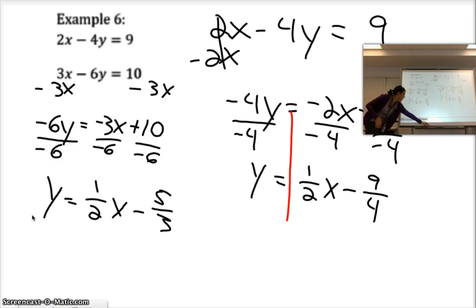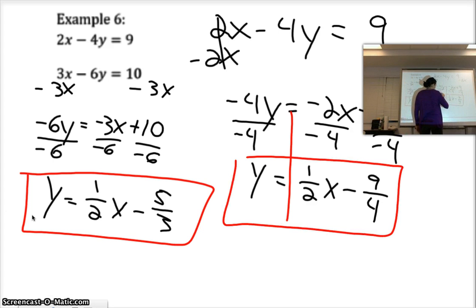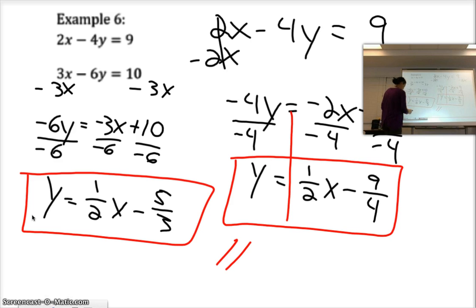Okay, so now we have these two new equations written in pretty y equals mx plus b form. Are these parallel? Yes, they are. Because slope here is 1/2, slope here is 1/2. They are parallel. Okay? Everybody good? Now we need to write equations of parallel lines.